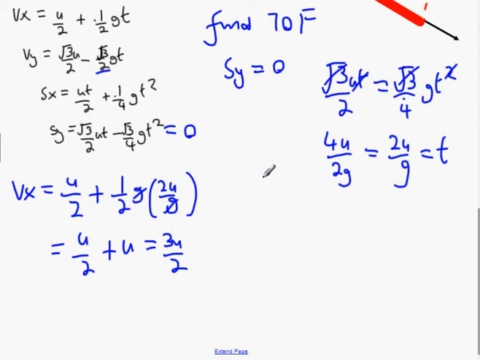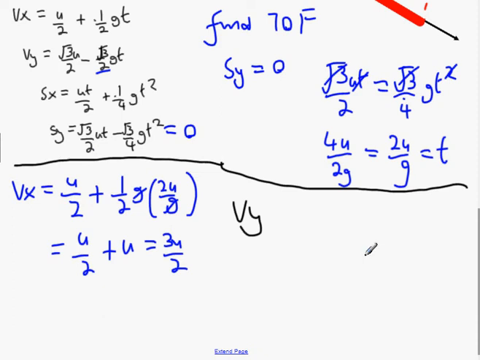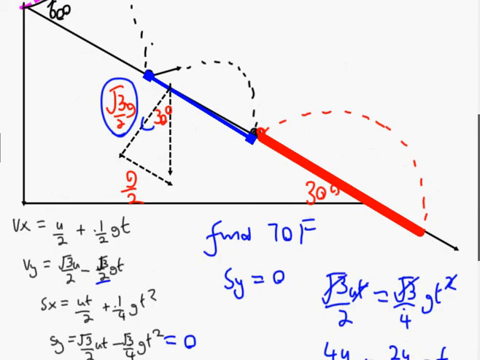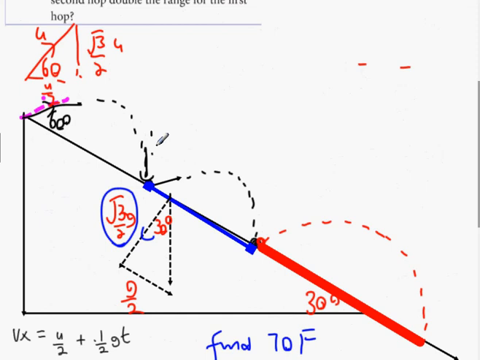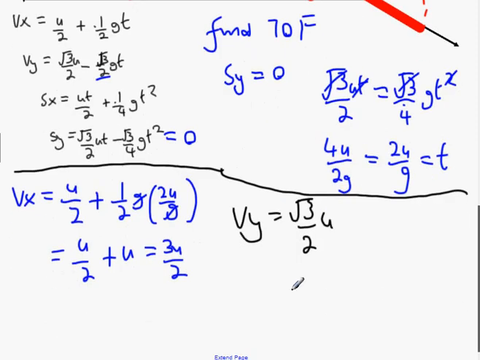Phi y is going to be root 3 over 2. We're expecting phi y to be negative, right? Because we're here, and we're looking for phi x and phi y. And we know that phi y is this component here, and phi x is this component here, and the actual velocity is coming down to hit it. So what we're going to do here is phi y equals root 3 over 2 u minus root 3 over 2 g times 2u over g.